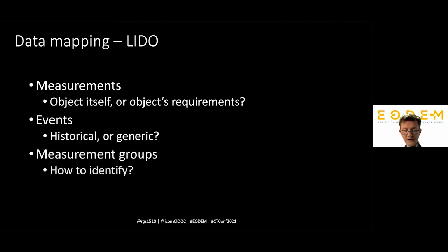And finally, we needed a way of identifying a group of sets of measurements which are all about one thing, for example, an object's temperature requirements. And the LIDO working group has agreed to assign a new attribute to the unit of information that contains individual measurement fields in order to accommodate this.